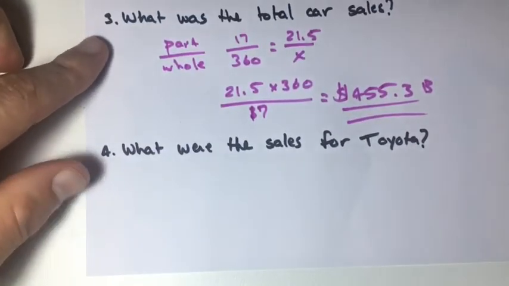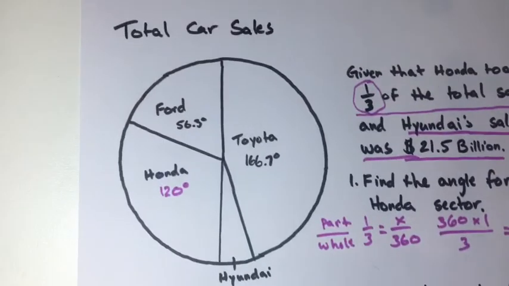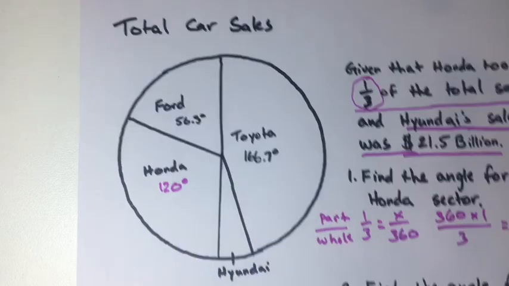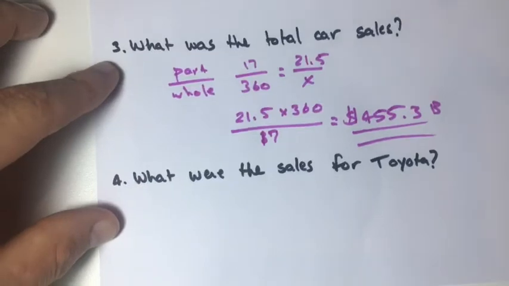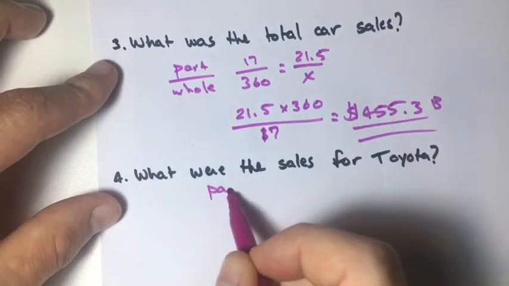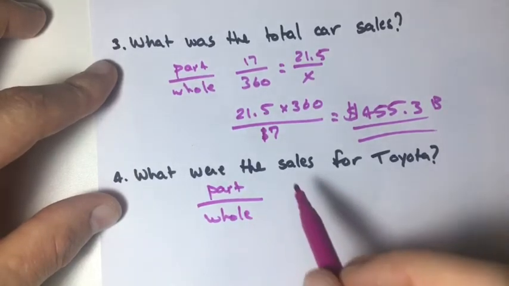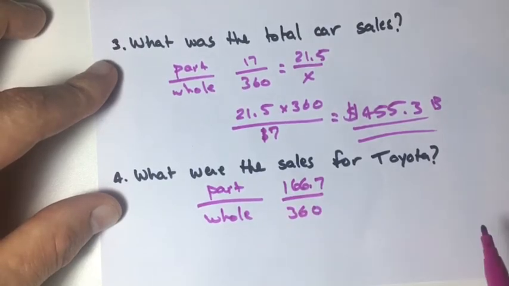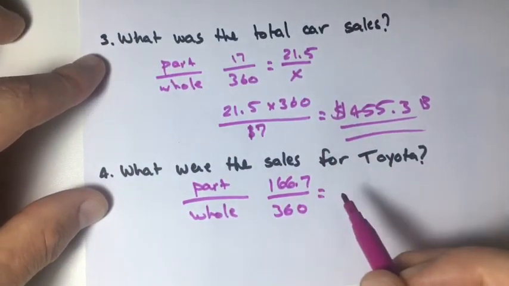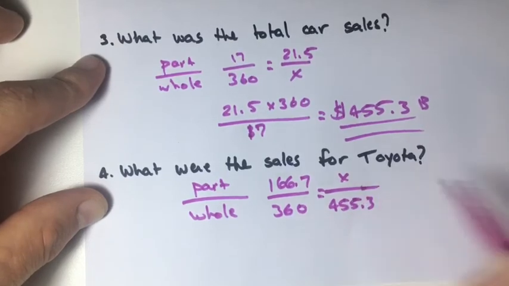Okay, our last question, what were the sales for Toyota? Well, we know the degrees for Toyota, and we now know the total sales for all cars. So again, we'll use a proportion, part over whole, and we'll say 166.7 over 360, because that's the degree, is equal to x over 455.3.